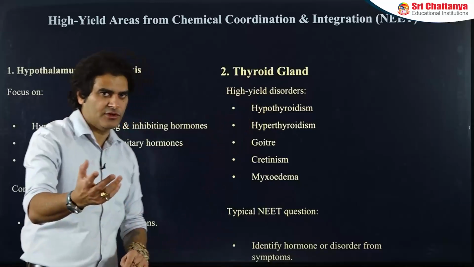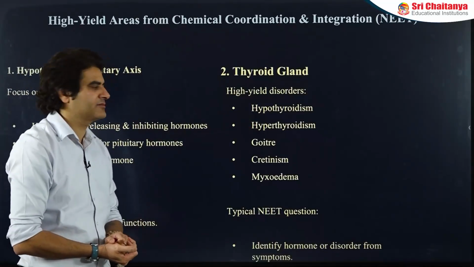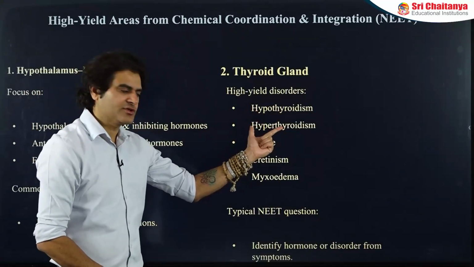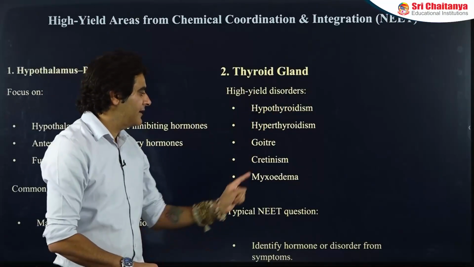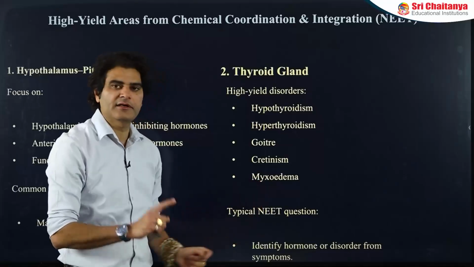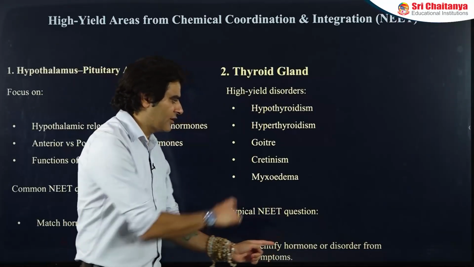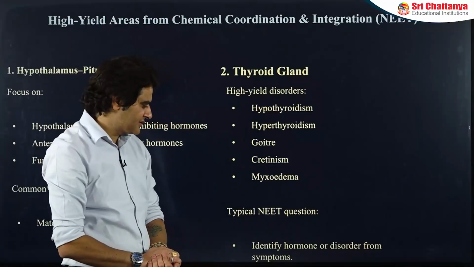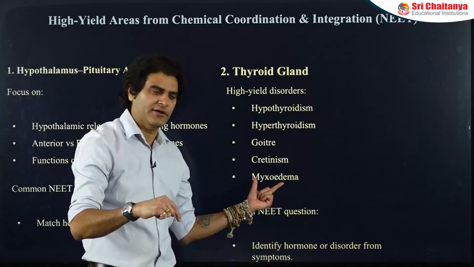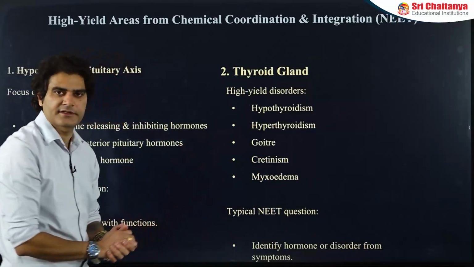Next, thyroid gland. We saw every year around 4 or 5 questions continuously have come over the 4 or 5 years from thyroid gland. So the high yield concepts from thyroid gland: hypo and hyperthyroidism disorders, simple goiter and exophthalmic goiter, cretinism, lack of thyroxine right from pregnancy or from childhood, myxedema, lack of thyroxine in adult stages. Typical NEET questions: identify the hormone and the disorders from the symptoms. Like for example, you have been given symptoms of hypothyroidism right from childhood or from adulthood. You have to find out what type of disorder it is.